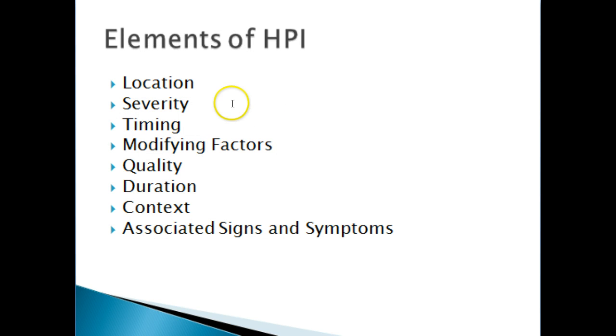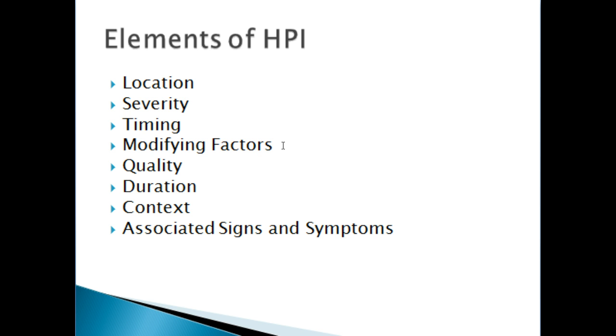Now, the elements of HPI include location, severity, timing, modifying factors, quality, duration, context, and associated signs and symptoms. You may ask yourself, well, how does that work? That's a lot. Well, if a patient comes in the office with chest pain that's been going on for 3 days and that they decided to take, let's say, aspirin to alleviate the pain, well, the chest pain, of course, will be categorized as location. The time, 3 days, will be categorized as duration, and the fact that the patient has taken medication to modify the symptoms, those are modifying factors.